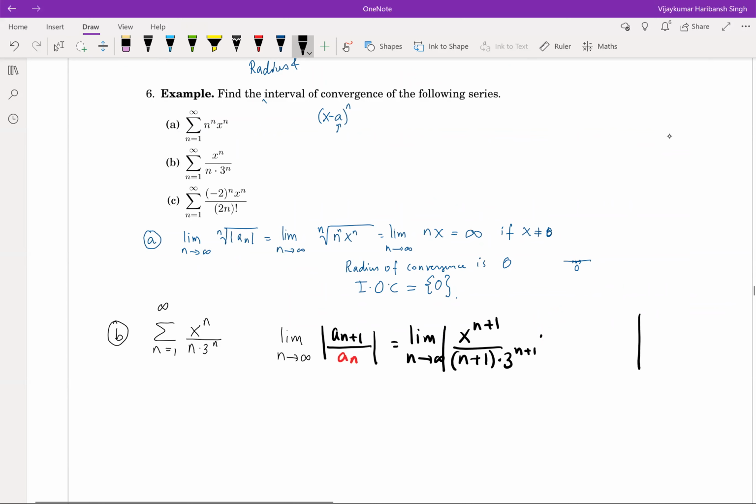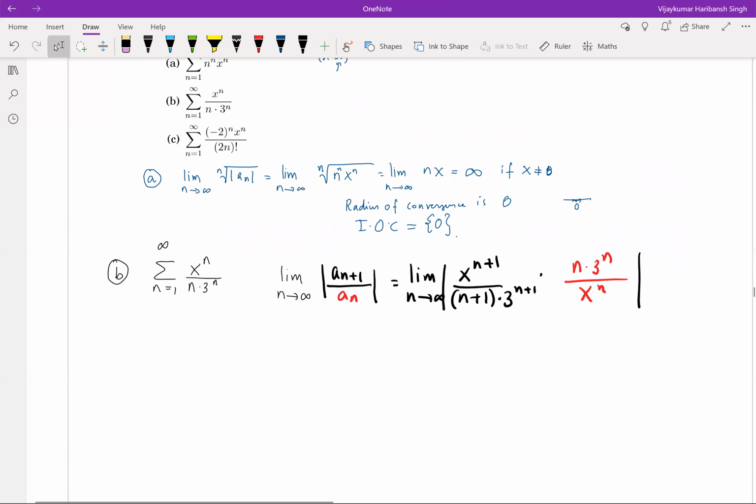And divided by a_n. So what is my a_n? a_n is the same thing. Since I'm dividing by a_n, I'm multiplying by the reciprocal: n times 3^n divided by x^n. Okay. So now let's cancel the terms. The x^(n+1) and x^n will cancel. You'll get the limit as n goes to infinity of the absolute value of x. What do you get on top? The 3^n and 3^(n+1): only a 3 will survive in the denominator. On top you have n, on bottom you have n plus 1. I'm writing it outside the absolute value sign because this is positive, right? And as n goes to infinity, this is 1.